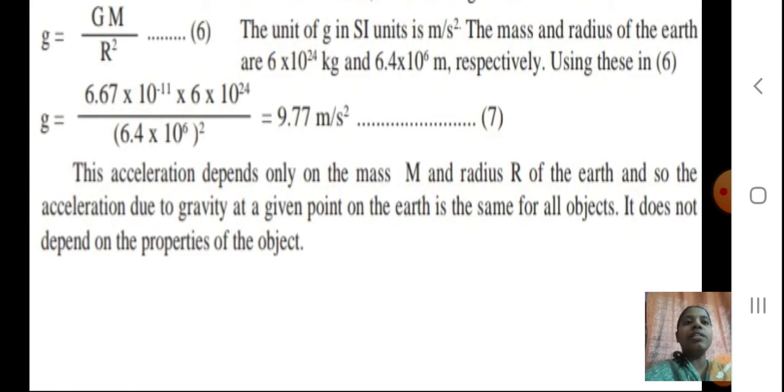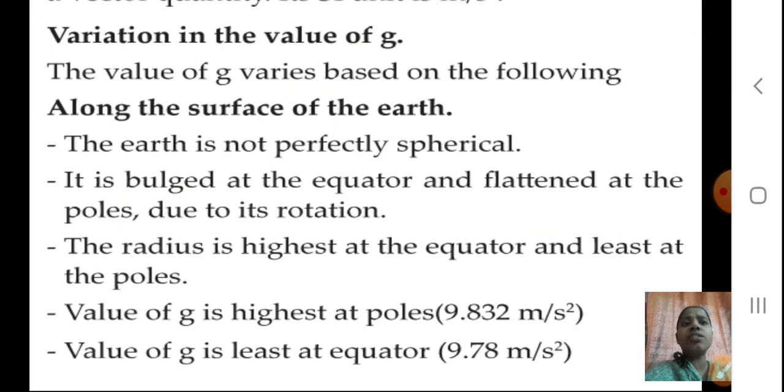Okay, we'll proceed. Now, the variations in the value of g. The value of g varies based on the following. Along the surface of the earth, the earth is not perfectly spherical, you know this. It is bulged at the equator and flattened at the poles, due to its rotation. So elliptic, you can say.